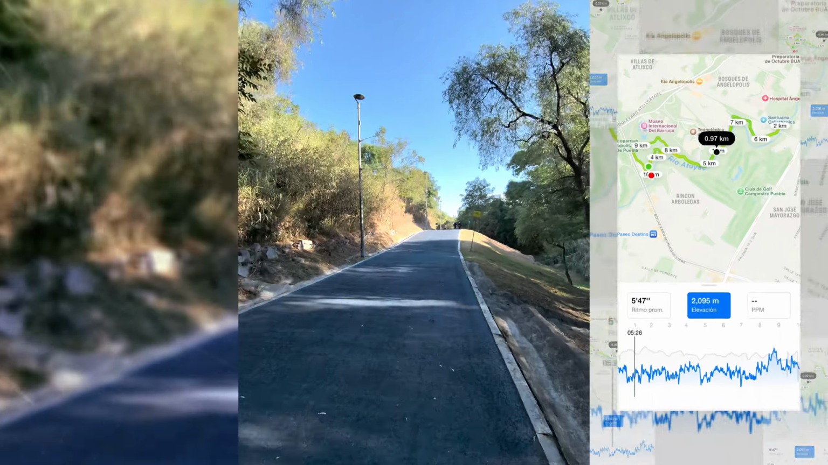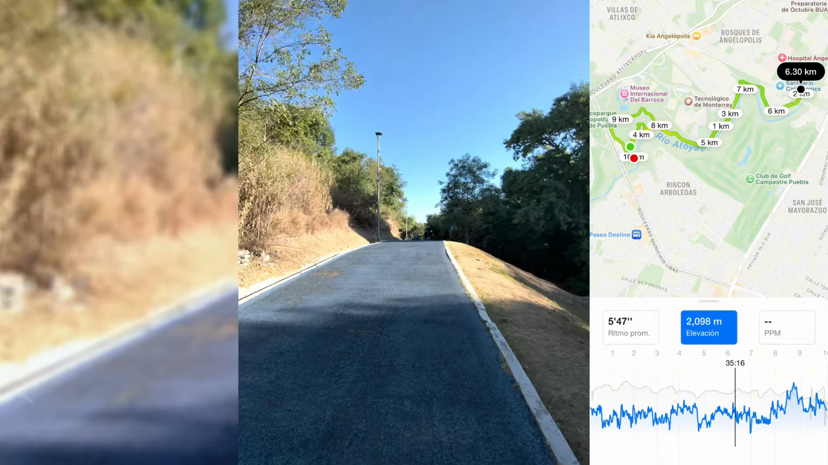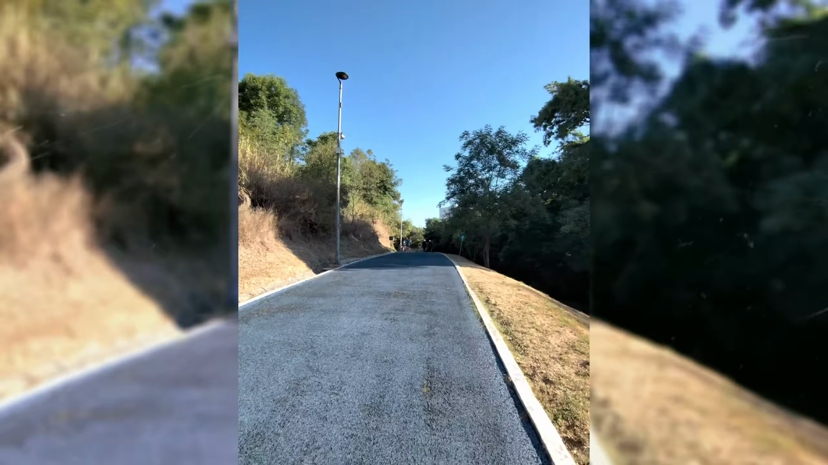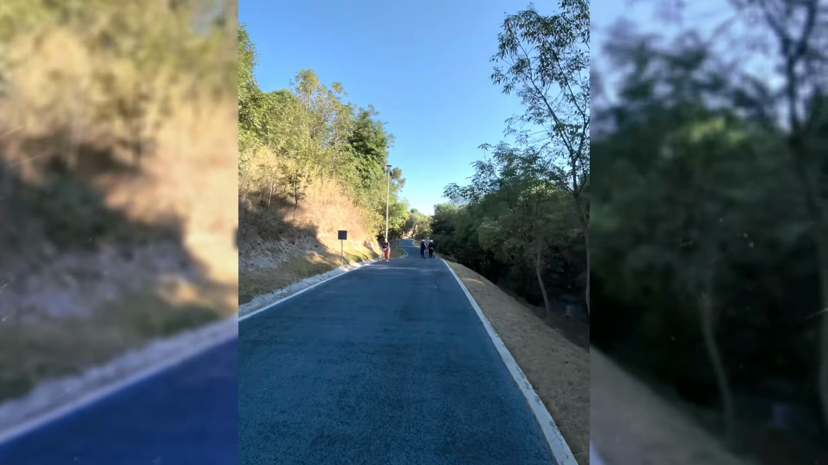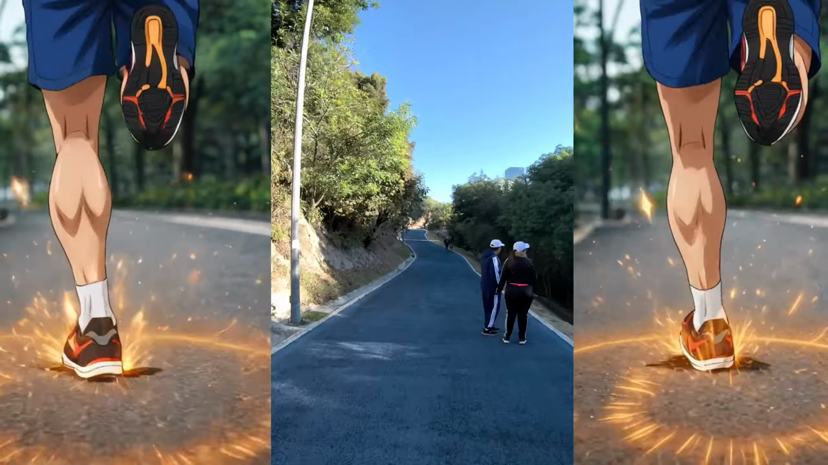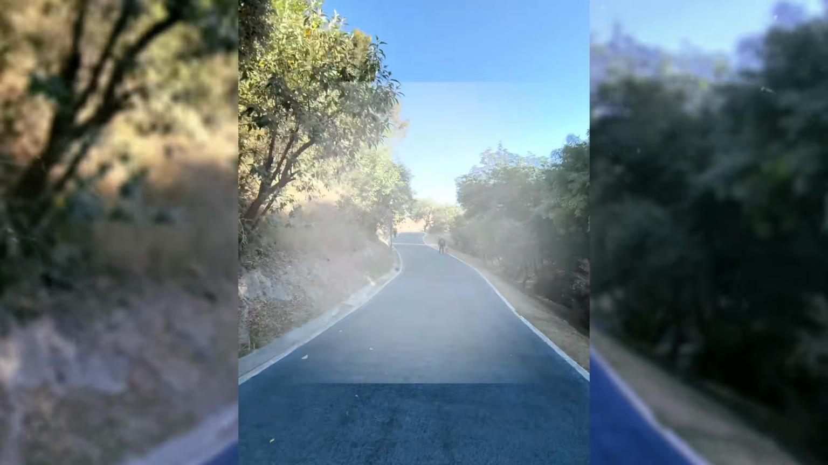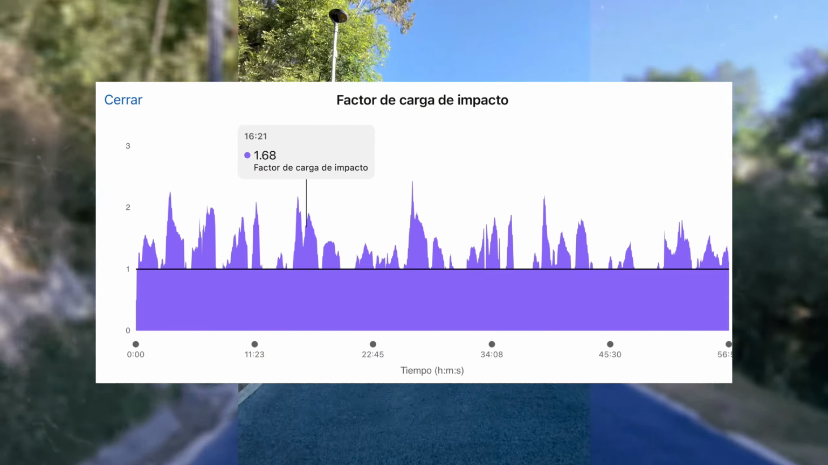In this 10-kilometer session, we are not going to analyze speed or pace. We are going to analyze something deeper, the impact load factor. In this run, distance is not the most interesting variable. What matters is what the ground does to you and what you do against the ground. This graph estimates the accumulated impact that the body receives during the run.